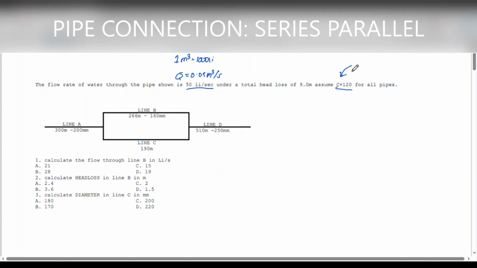Now, this C is actually the Hazen-Williams coefficient. That is for all pipes.